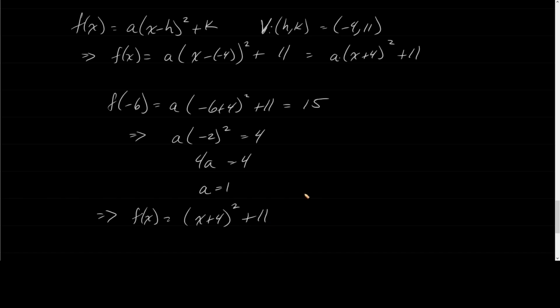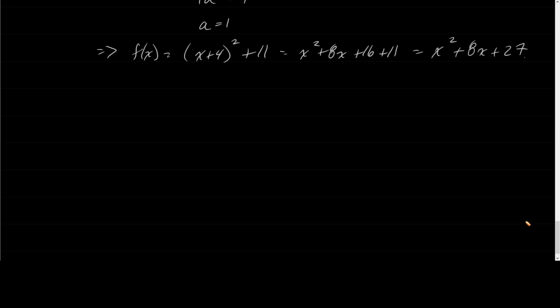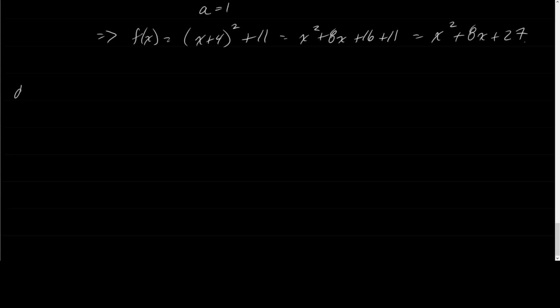Now, if we really wanted to, we could expand this. We would say this is x squared plus 8x plus 16 plus 11, right? Just expanded this, giving me my final answer of x squared plus 8x plus 27. All right. There's another one. So that was C. D.